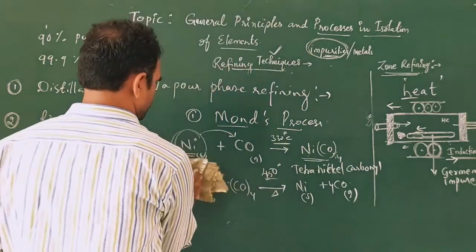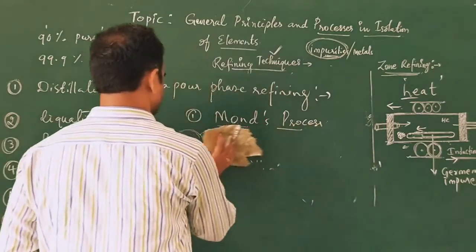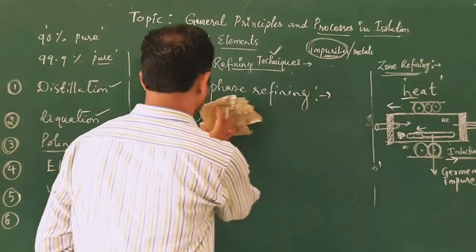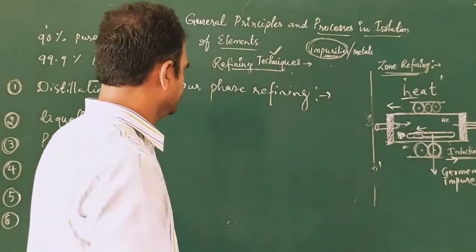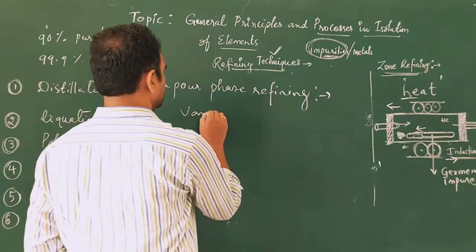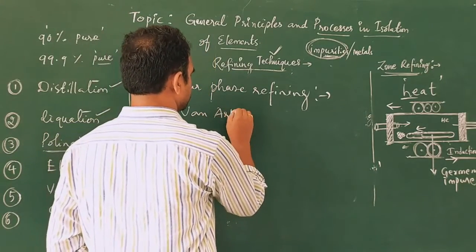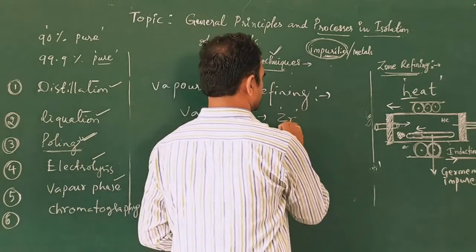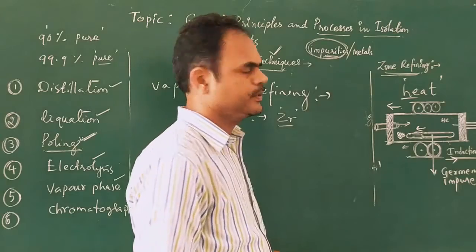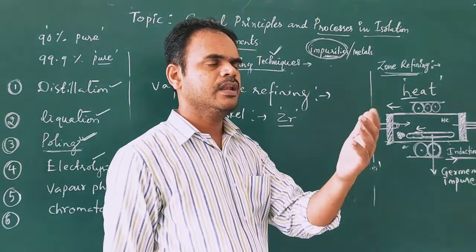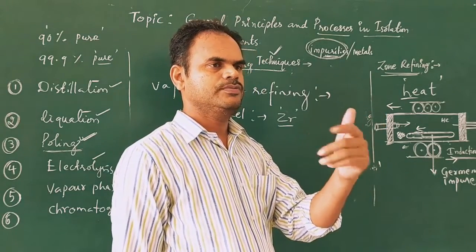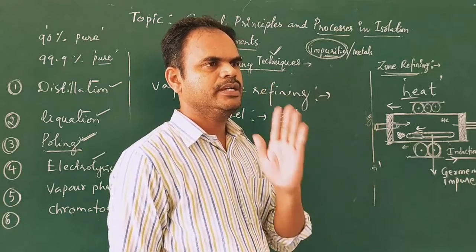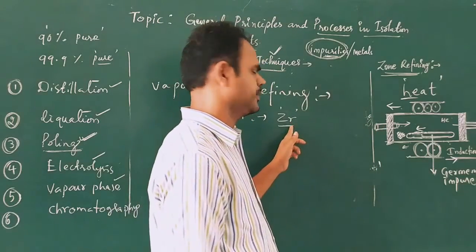What method do we have next? The Van Arkel method. This is also similar to Mond's process, and the Van Arkel method is useful for the purification of zirconium. You know, zirconium is a very important metal and is used in making bulletproof jackets. A very important, costly metal, we say, zirconium.